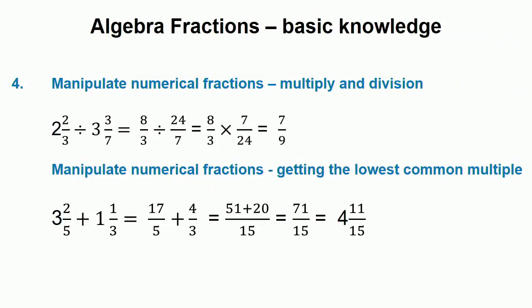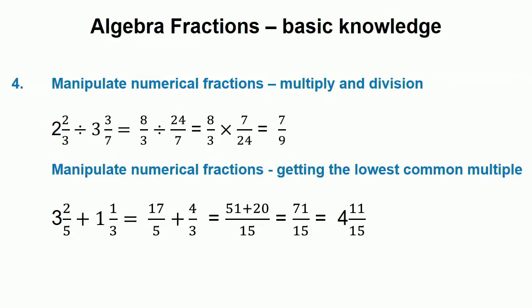Again, when I must add and subtract, I must get them the same kind. That's where if I have fifths and thirds, I must make them the same kind. 3 and 2/5: 3 times 5 is 15 plus 2, 17 on 5. 1 and a third: 1 times 3 plus 1 is 4 on 3. Now I've got fifths and thirds.